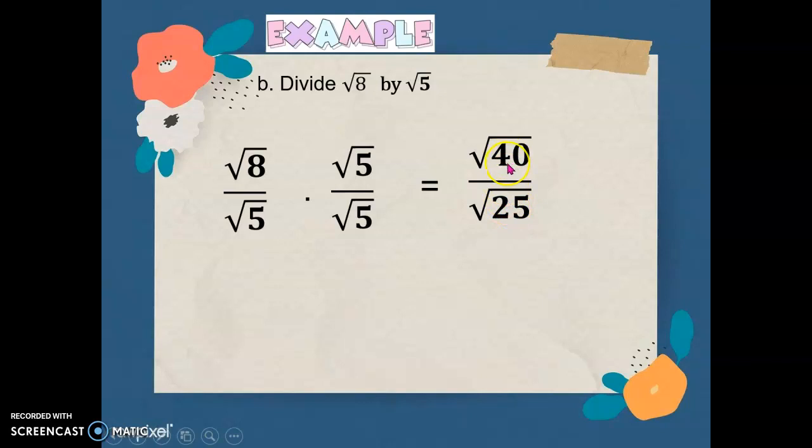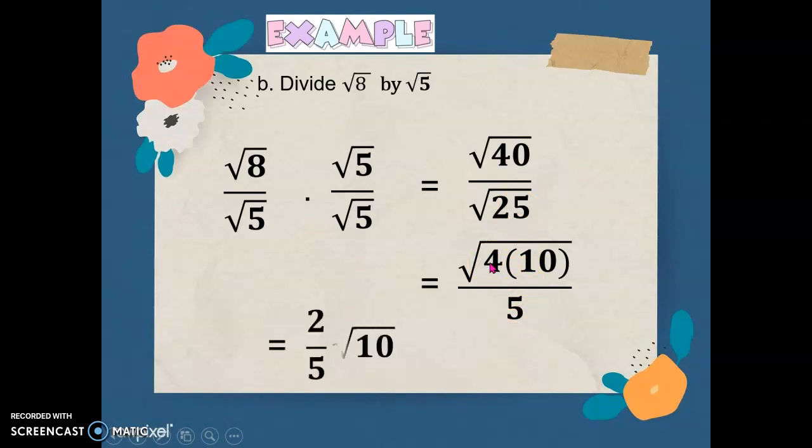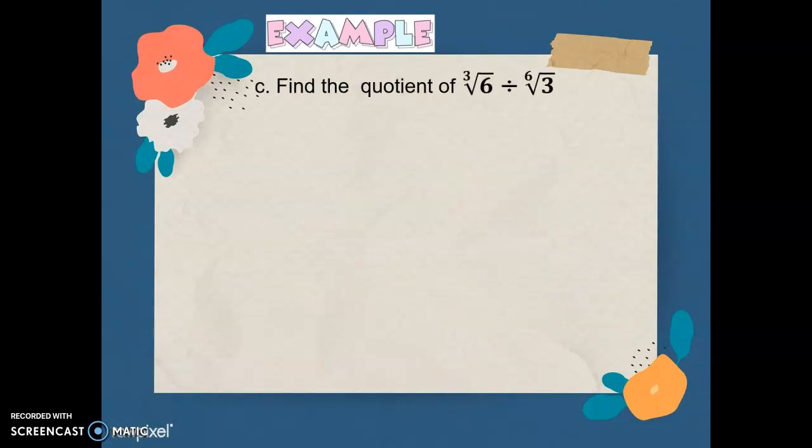Factor of 40 na meron pong perfect square. So, factors ng 40 is 4 and 10 because 4 is a perfect square. And then, square root of 25 is 5. Since 4 is a perfect square, extract po natin. So, that will be 2. Ayan. Square root of 4 is 2 over 5. Then, square root of 10. So, that will be the answer. Okay? Ganun lang po. Next.